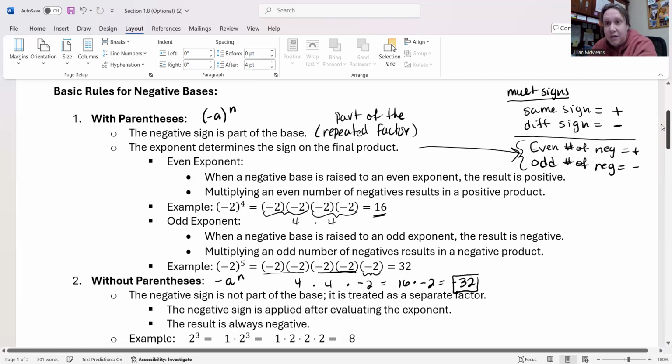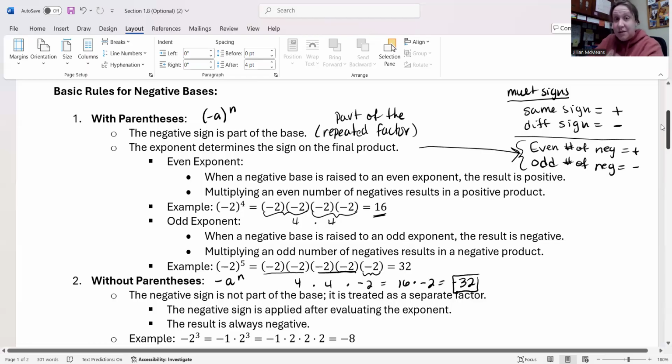So here you can kind of see how that exponent really does tell us if we're going to have a positive or a negative product. Even exponents, every negative pairs up and becomes positive, positive product. Odd exponent, all of the negatives pair up except for one, and that one negative makes everything negative. Okay, so if you have a negative in parentheses, you can have a positive or a negative product.